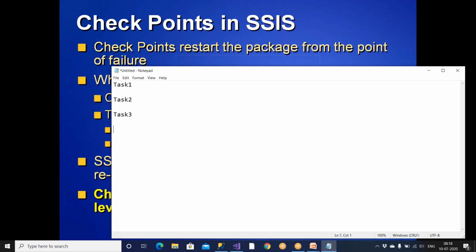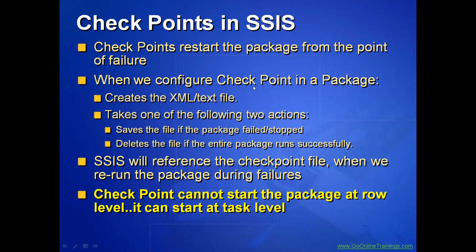This file will get deleted. This file will be there if there is a failure. If there is a failure somewhere, this file is going to be used, because when you restart, SSIS will read this first and understand that the failure has happened. So I have to start the execution from here, not from here. Clear? So when we configure checkpoint in a package, it creates an XML or text file.